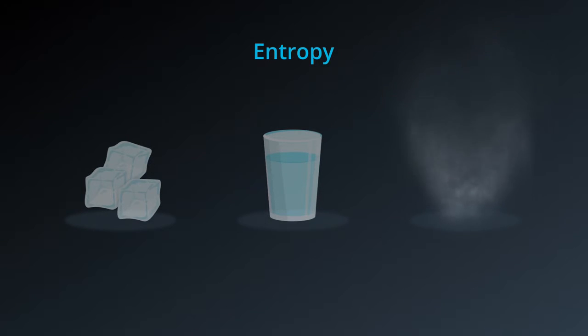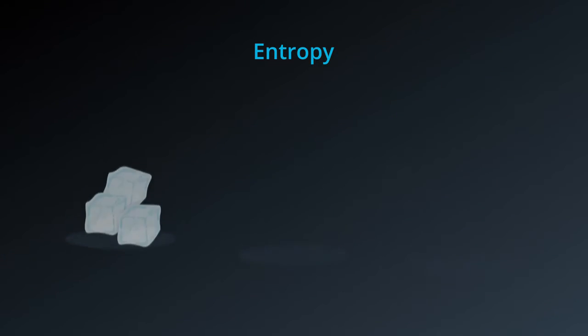So entropy measures precisely this. How much freedom does a particle have to move around? Thus, the entropy of ice is low, the entropy of liquid water is medium, and the entropy of water vapor is high. The notion of entropy can also work in probability.